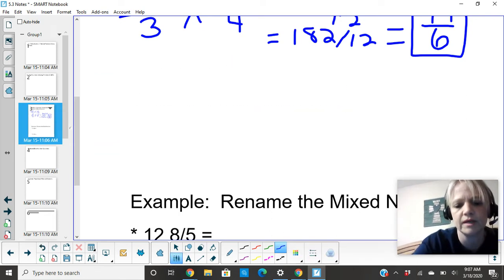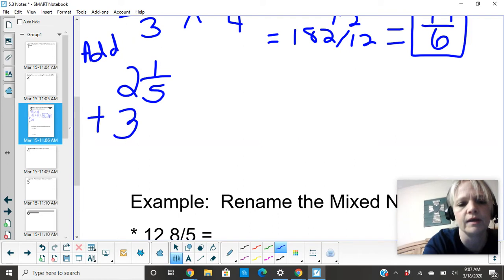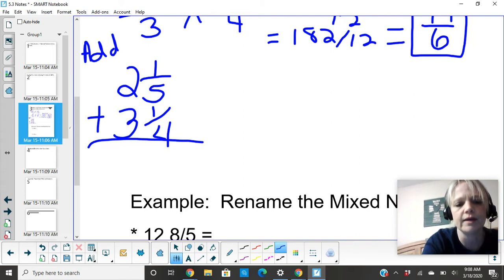And sometimes we just mess up when we borrow. So let's look at if we're adding. Addition and subtraction might be the same thing here. So 2 and 1/5, and we're going to add 3 and 1/4. Okay. So if you see this, you could just go ahead and add the 2 and the 3, and then you would have to find common denominators for the fraction part. That would be okay. But find one method that works for you.